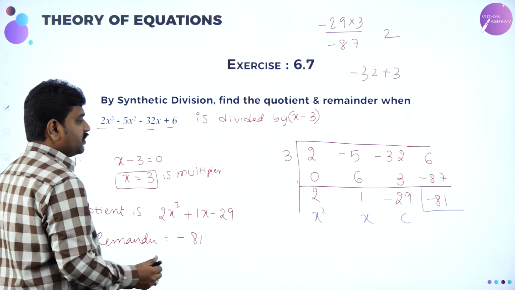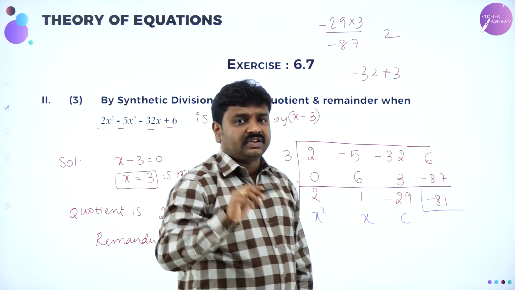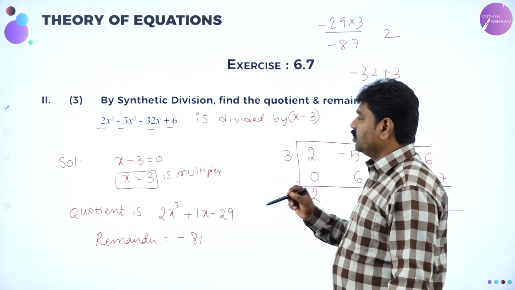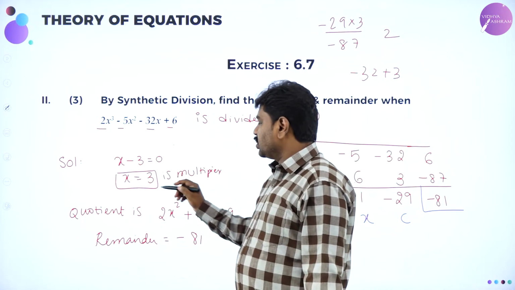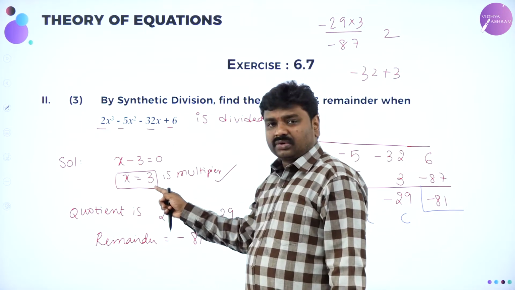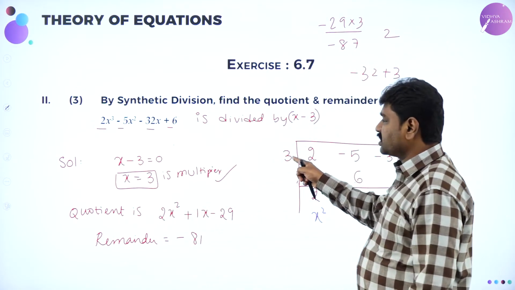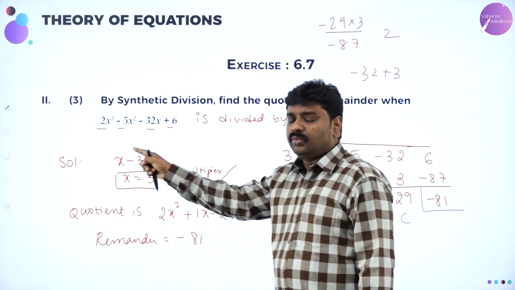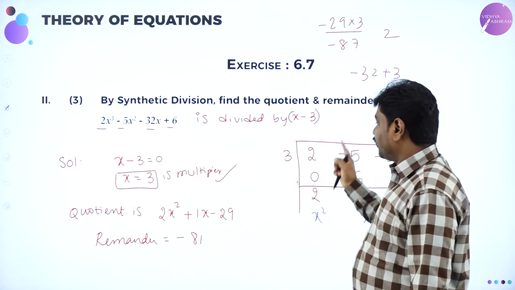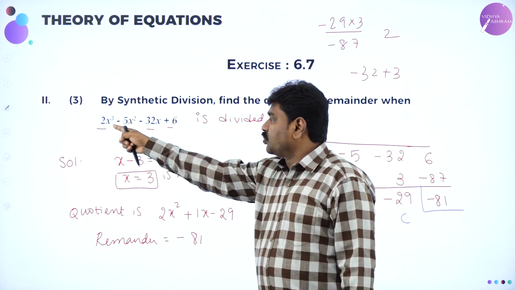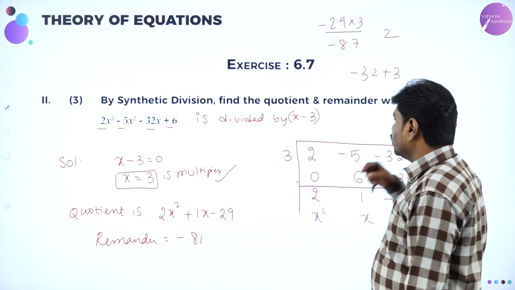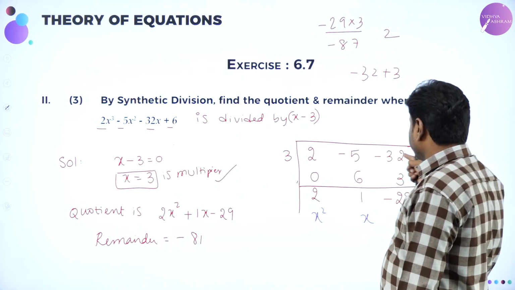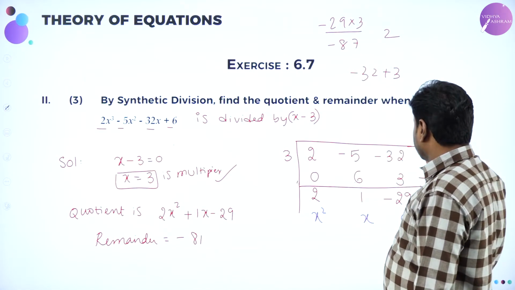Let me repeat this. So I used the technique called synthetic division. In synthetic division, what should you do? First, divided by what they told? X minus 3. So equate it to 0 and get one of the roots. So x is equal to 3 is called the multiplier. That 3 you should write outside. Then write the quotients of x cube, x square, x in order. If anything is missing, you should write 0. The x cube quotient is 2, x square quotient is minus 5, x quotient is minus 32, and the constant. You write the coefficients of x cube, x square, x and constant.